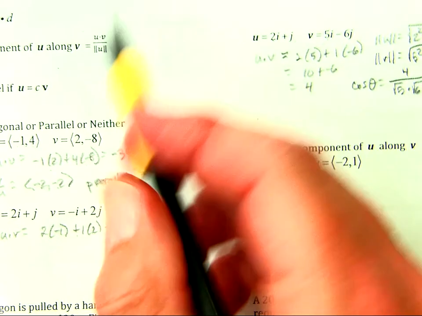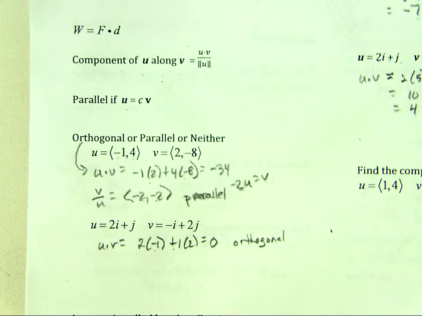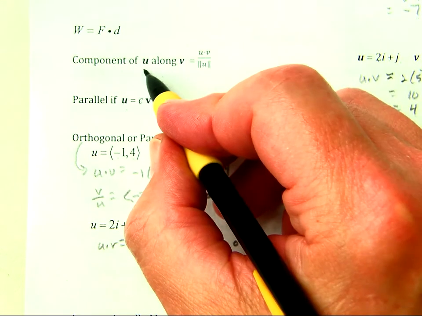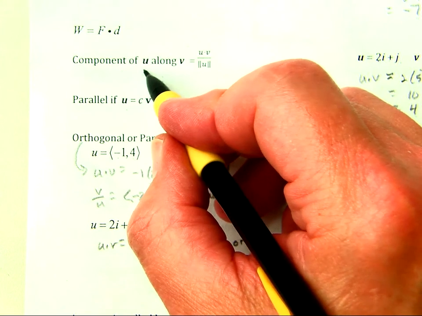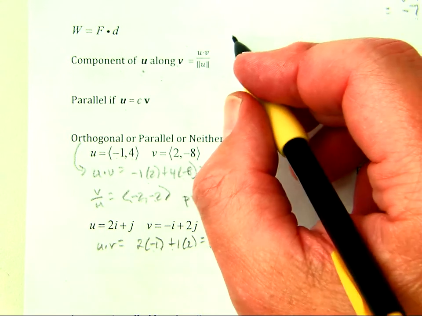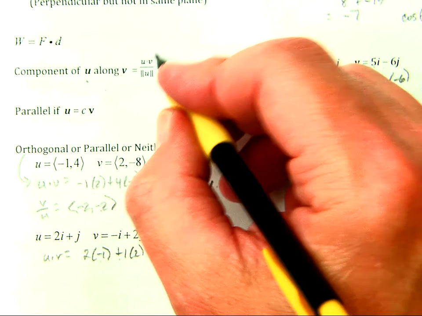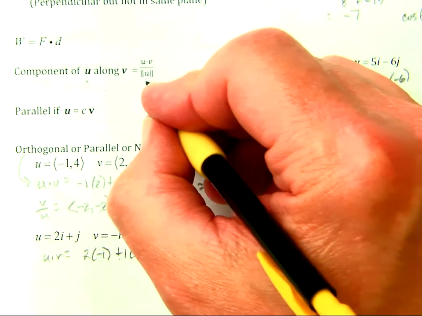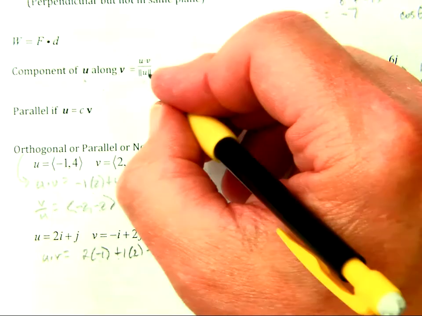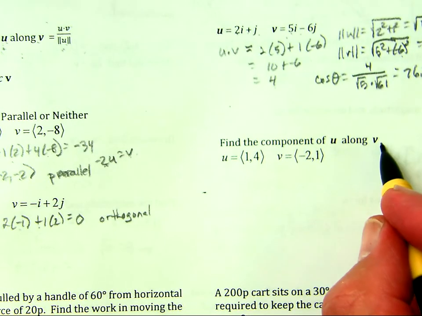Another thing is this one right here, the component of u along v. This is kind of a tricky term, but it means how much of vector u is part of vector v. To find that, you take u dot v, the dot product of the two, divided by the magnitude of the first one they give you. The component of u, you put the magnitude of u on the bottom. So, for this one, find the component of u along v.